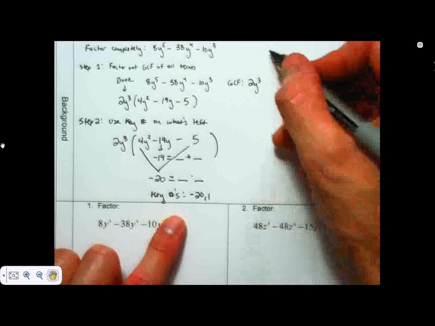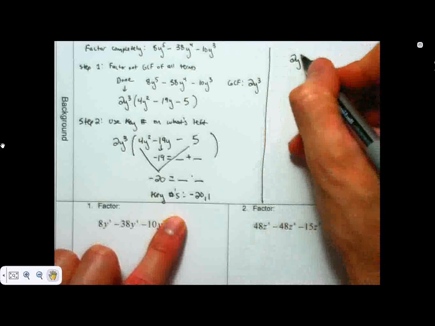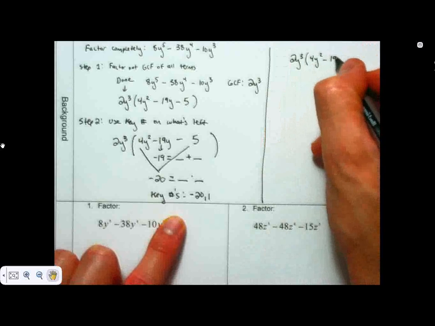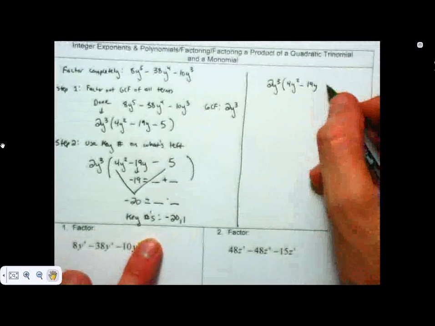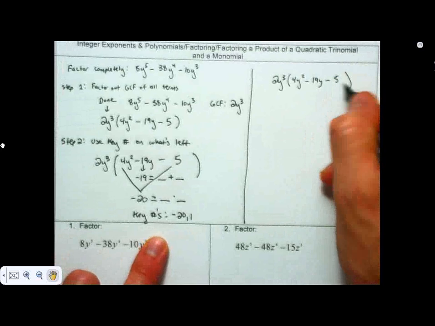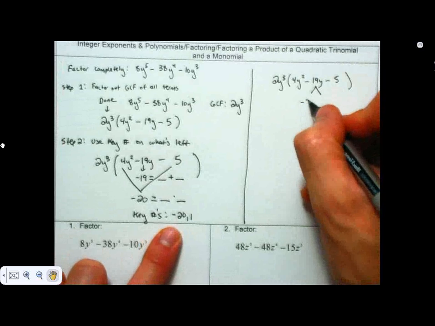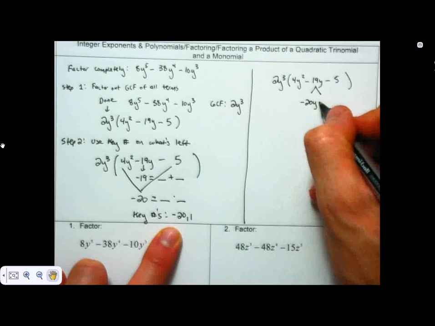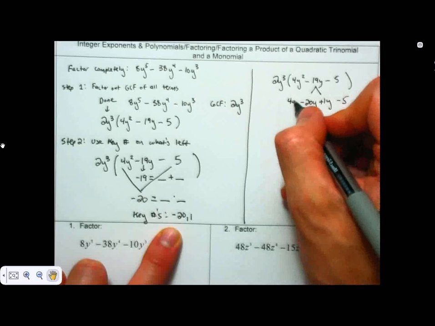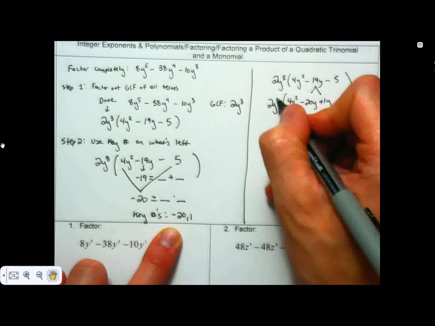So now, again, that 2y to the third is just going to hang out. And what I've just figured out is how to break up this middle term. So I'm going to use my key numbers. So I'm going to break that into negative 20y plus 1y minus 5. And then I've got 4y squared. And then I still have this 2y to the third, of course, just following along.